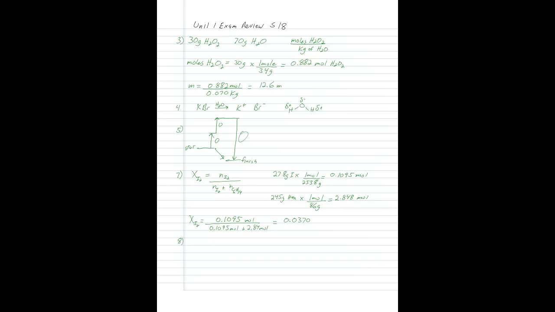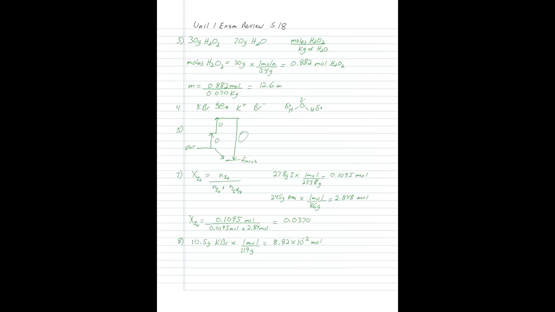So for number 8, we know we've got 10.5 grams KBr times, so we're going to convert that into moles. So that's 119 grams per mole. And so that gives us 8.82 times 10 to the minus 2 moles. Okay, so that's how many moles we need.